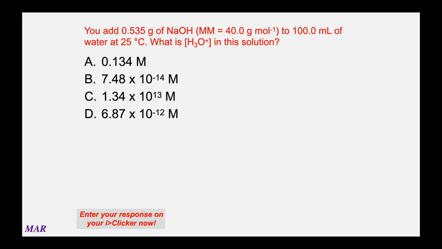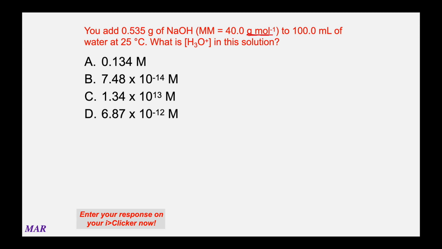Here's a question. We're adding 0.535 grams of sodium hydroxide, with a molar mass of 40.0 grams per mole, to 100 milliliters of water at 25 degrees Celsius. What is the hydronium ion concentration in the solution? Just to make sure we're all clear, this little g mol^-1 means grams per mole. That's just a notation that's sometimes used in science.